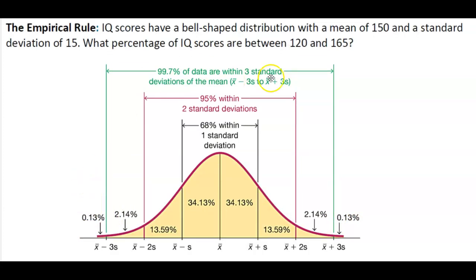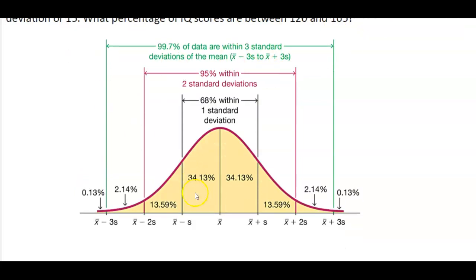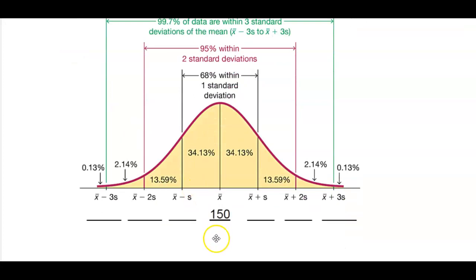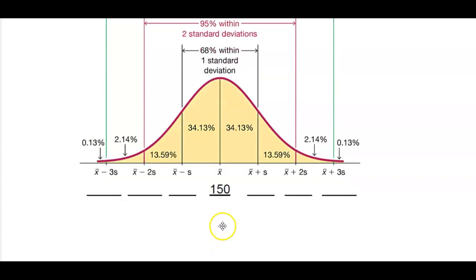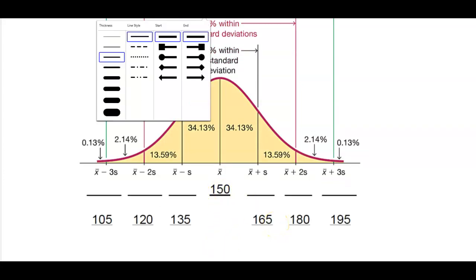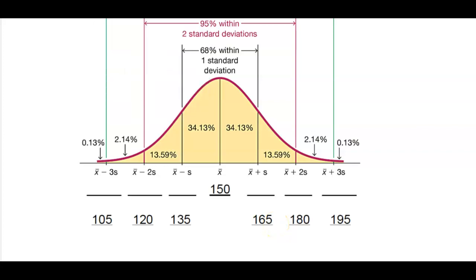So again, we're going to look at the data here. We have a mean of 150 and a standard deviation of 15, so we want to find out what those values are. If this is 150, then we want to find what's 150 plus 15, because that's the standard deviation. If we add 15 here, we get 165. That means it's 1 standard deviation above the mean.